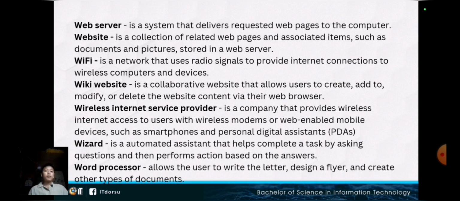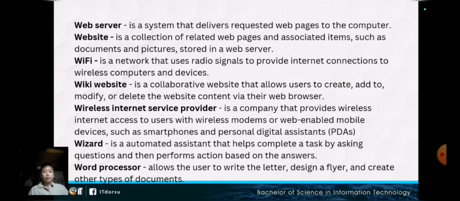Next is the website. It is a collection of related web pages and associated items such as documents and pictures stored in web server. So, pag sinasabi natin website, alam na natin kung ano ibig sabihin nito. Ang halimbawa nito is mga business website, blog website. So, marami pang iba mga websites na pwede natin kunan ng mga informations.